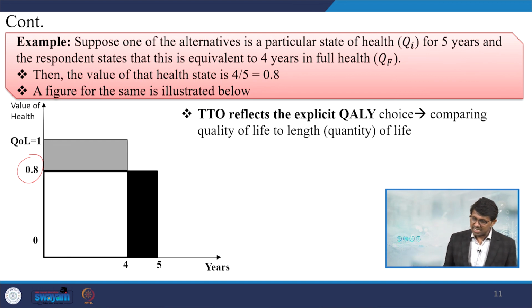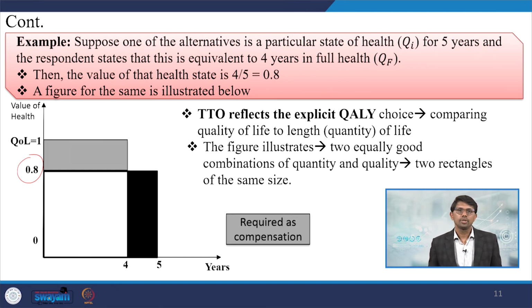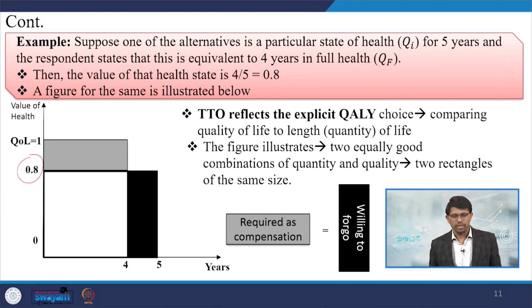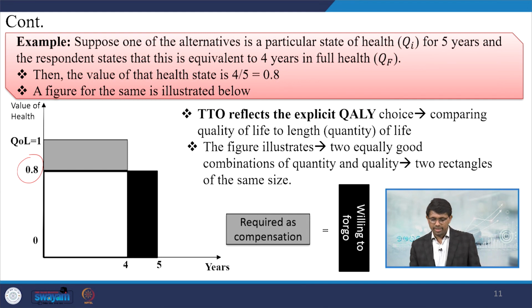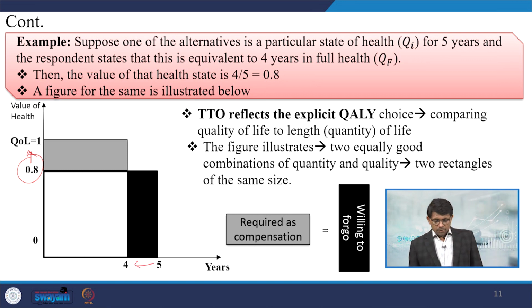So, TTO reflects the explicit QALY choice, comparing quality of life to length of life. This figure gives two equally good combinations of quantity and quality, that is two rectangles of the same size. Hence, there is a possibility of trade off: either you go for this and compromise that, or just the reverse. So this requires a compensation, hence we say trade off, or this involves opportunity cost. Hence, it is equivalent to an expression of willingness to forgo to estimate the QL.